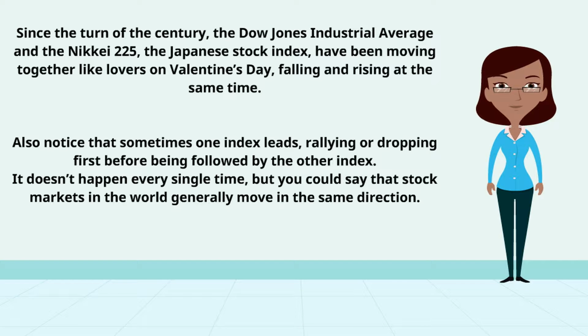Since the turn of the century, the Dow Jones Industrial Average and the Nikkei 225, the Japanese stock index, have been moving together like lovers on Valentine's Day, falling and rising at the same time. Also notice that sometimes one index leads, rallying or dropping first before being followed by the other index.